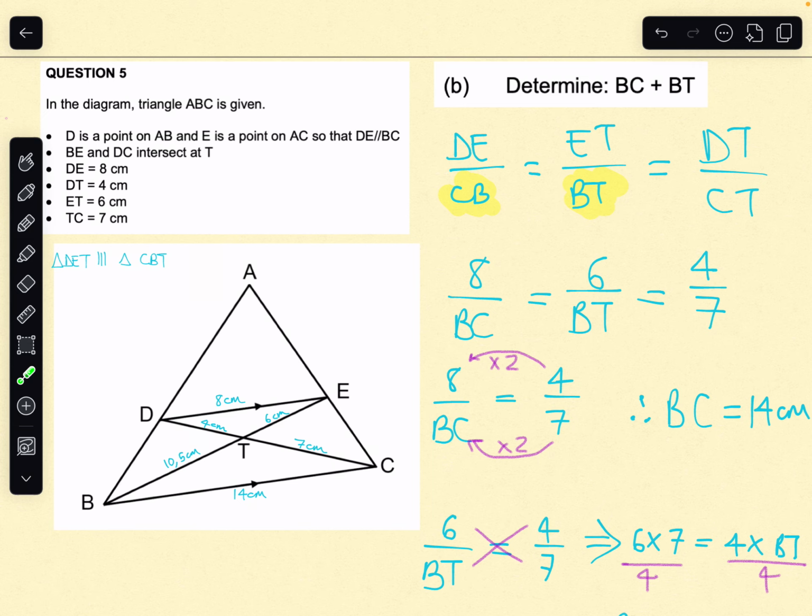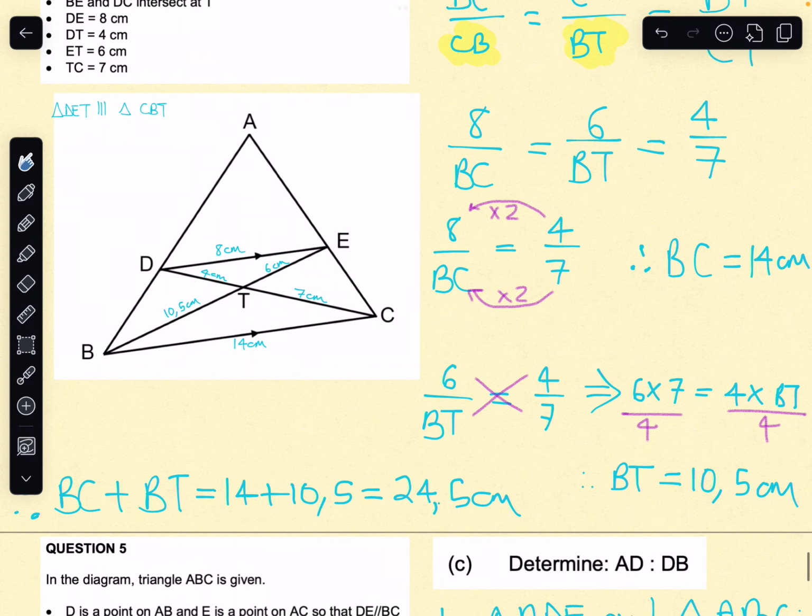And in that way, we find that BC is 14 centimeters. Oh, okay, they just split it up. And then we do ET over BT is equal to DT over CT. Okay, I understand. And we then find that BT is equal to 10 and a half. And if we add them together, we get 24 and a half. All right, perfect. Forward we go.